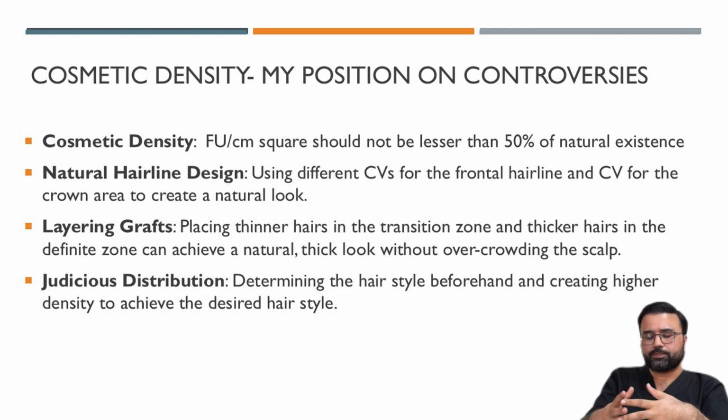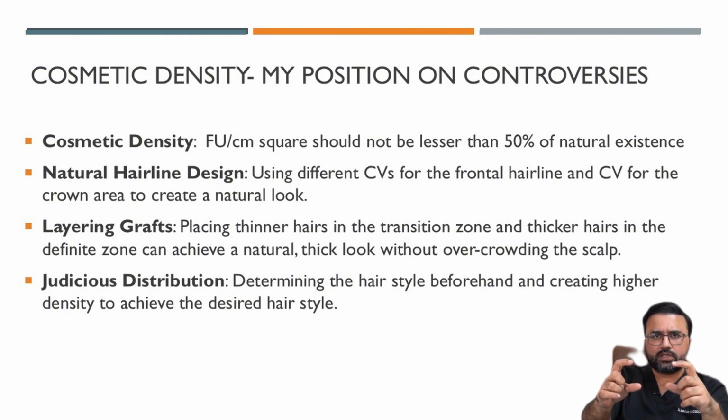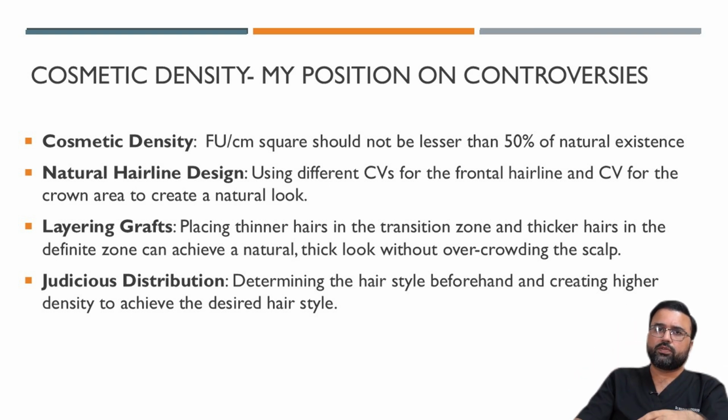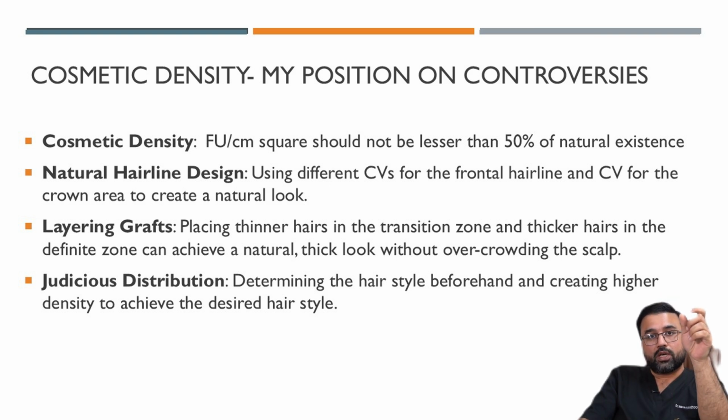This is my own experience, and in almost all of the cases I try to calculate the coverage value also. So if we do 35 grafts per centimeter square at the recipient area, lesser than that will always give you poor density. Then the natural hairline design, using different CVs for the frontal hairline and for the crown area. Layering grafts, like in the very frontal, the transition zone of the hairline, we can put the single hairs, and then at the back side, in the definite zone, we can put the grafts that have more thickness.